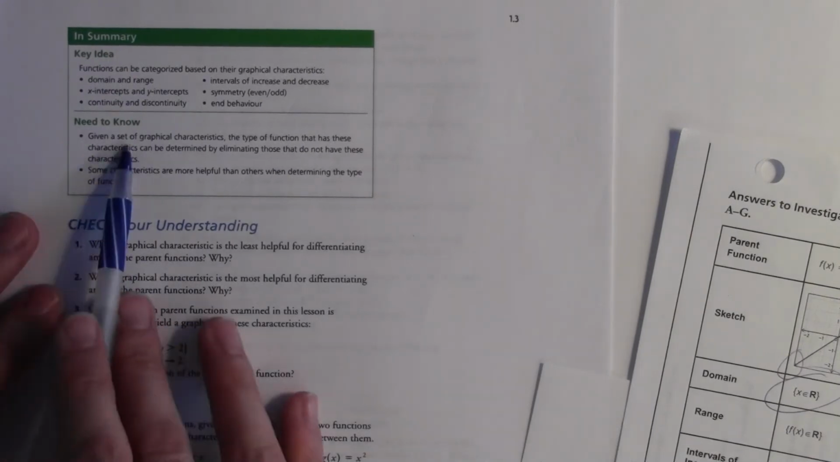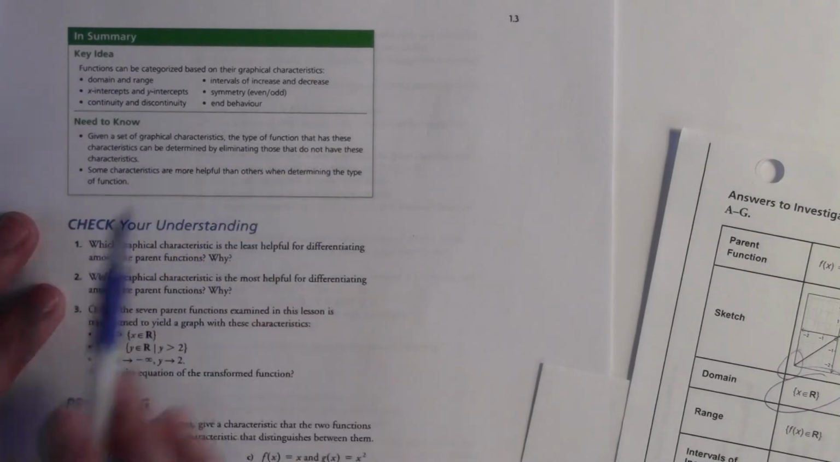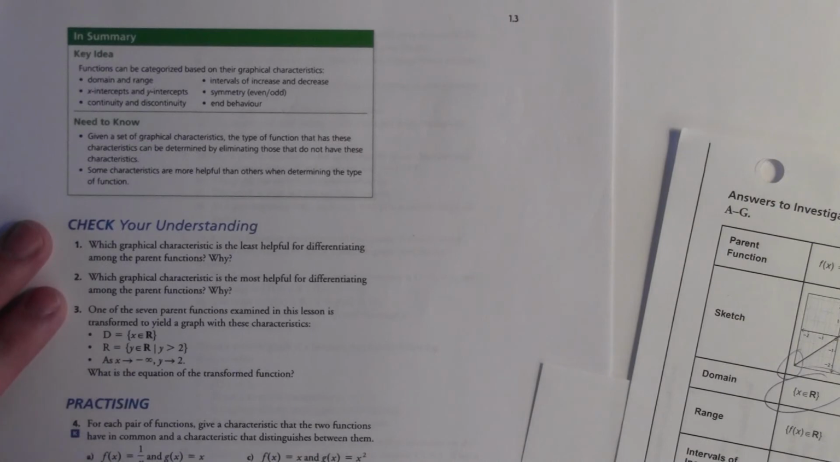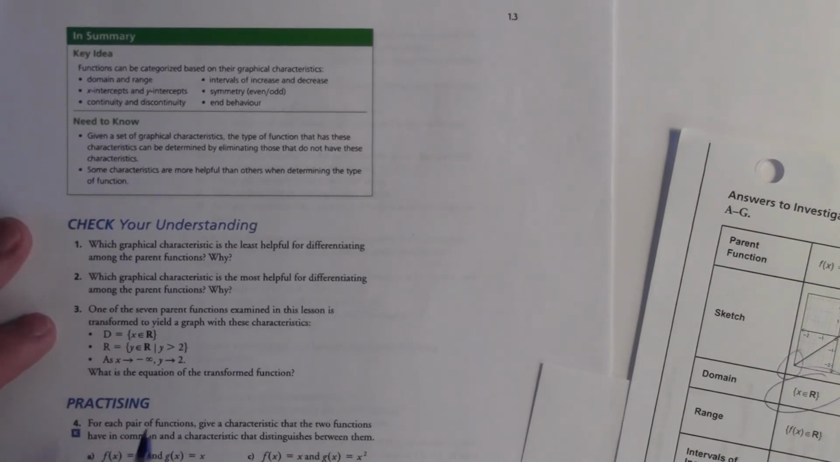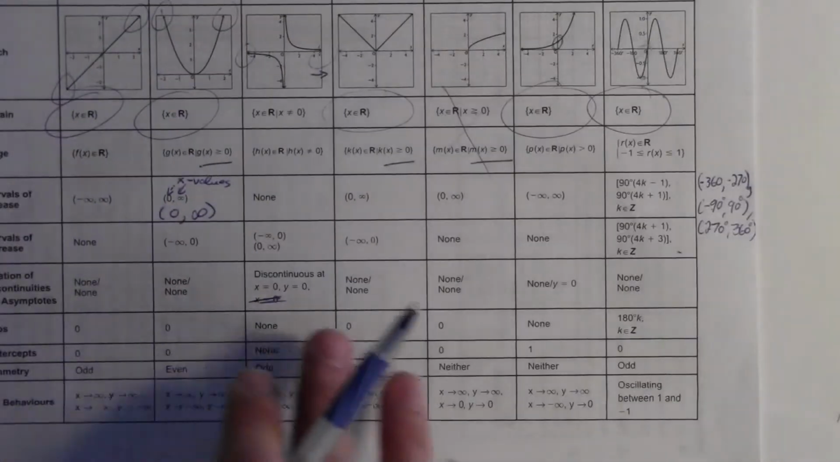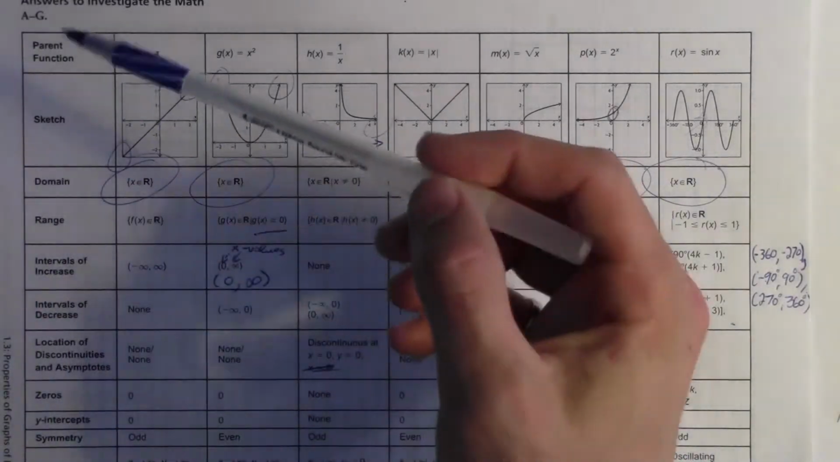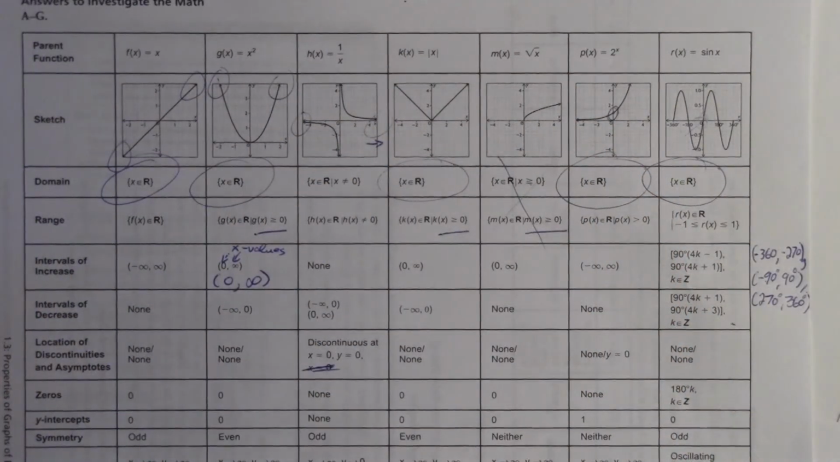Okay, finally, you need to know, given a set of graphical characteristics, the type of function that has these characteristics can be determined by eliminating those that do not have these characteristics. That's pretty self-explanatory. Some characteristics are more helpful than others when determining the type of function. What's the least helpful characteristic of a function? What do you guys think? If I gave you a characteristic, out of all these characteristics, what's the least helpful to isolate one parent function?